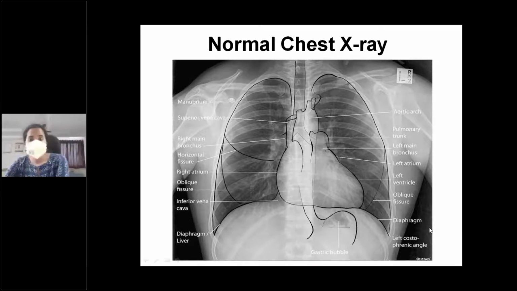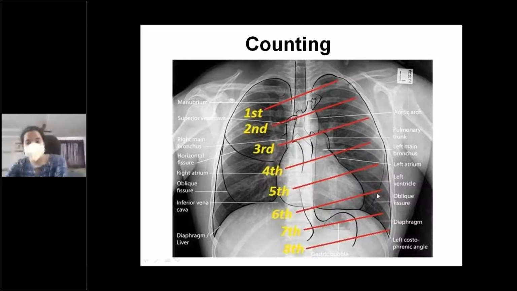This is how you actually count ribs, okay? 1, 2, 3, 4, 5, 6, 7, 8. This is how we actually do the counting of the ribs.